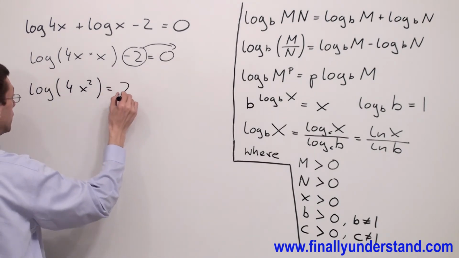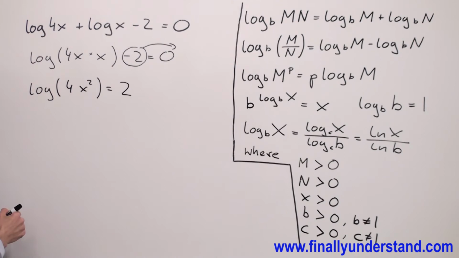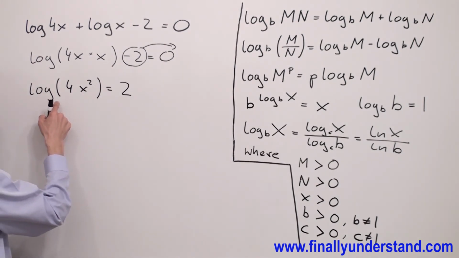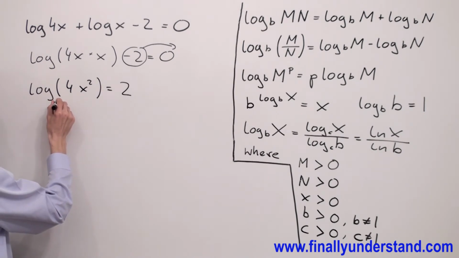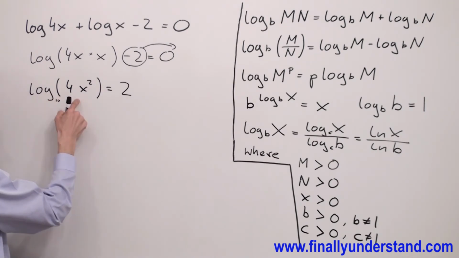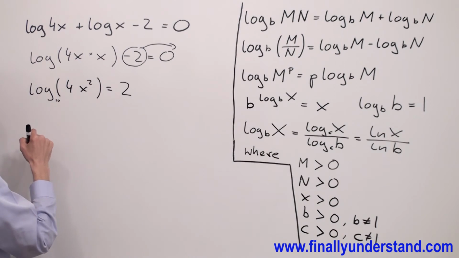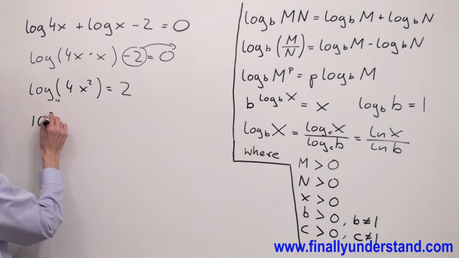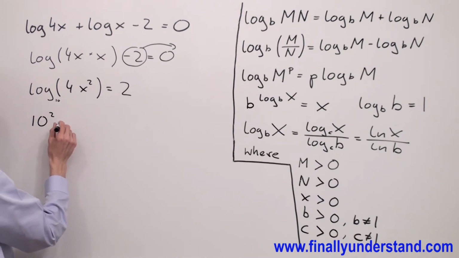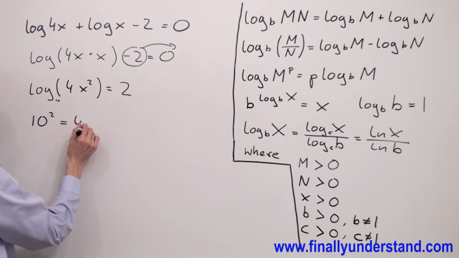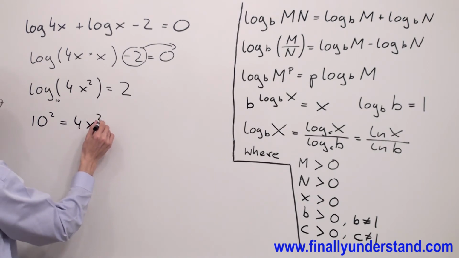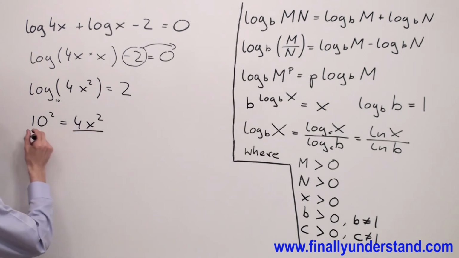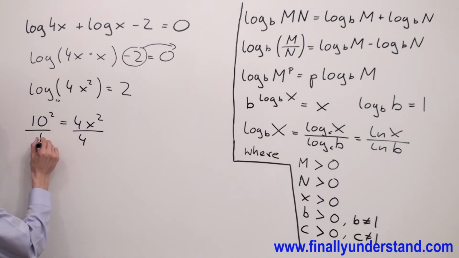going to be 2. Next, please keep in mind that we have base 10 over here. You can convert the logarithmic form to the exponential form and simply write that this is 10 to the second power is equal 4x squared. Next, we're supposed to divide both sides of the equation by 4.